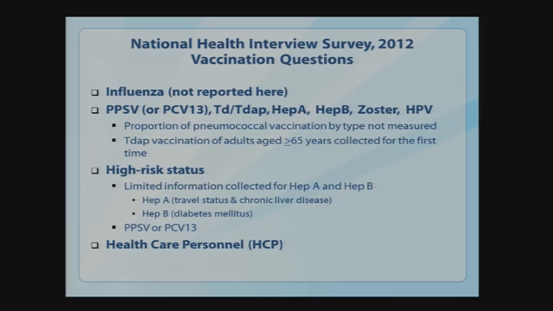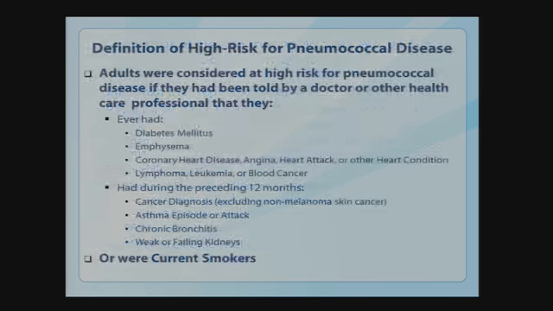Comprehensive information on high-risk status was not collected in the 2012 NHIS, so there's limited information on Hep A and Hep B. For Hep A, travel status and chronic liver disease. For Hep B, diabetes mellitus. High-risk conditions for pneumococcal vaccination are shown on the next slide. We did collect information on healthcare personnel, including those who provided direct patient care. The definition of high risk for pneumococcal disease were those adults who had been told by a doctor or other healthcare professional they had any of the selected conditions listed here, or were current smokers.